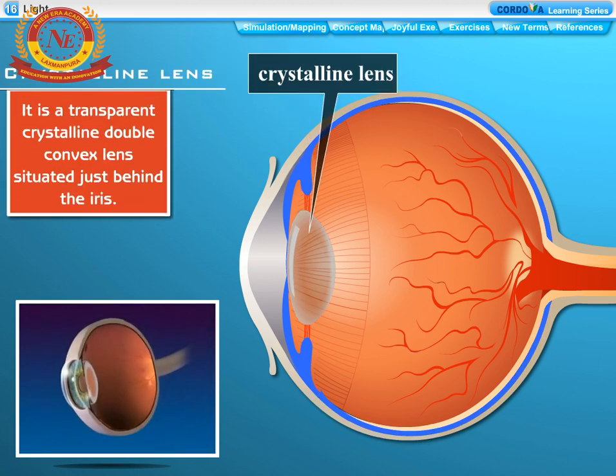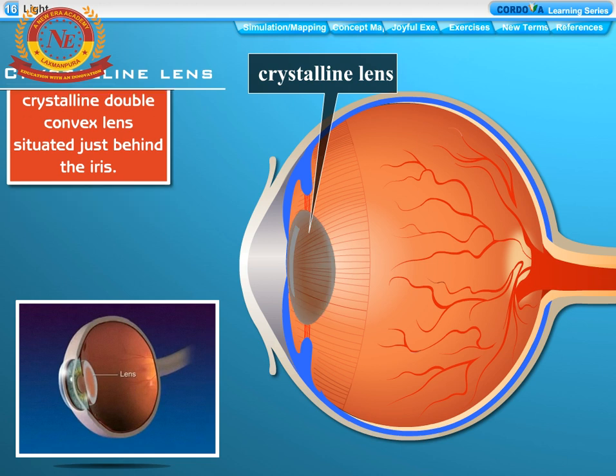Crystalline lens. It is a transparent crystalline biconvex lens situated just behind the iris. It is held in its position with the help of ciliary muscles.